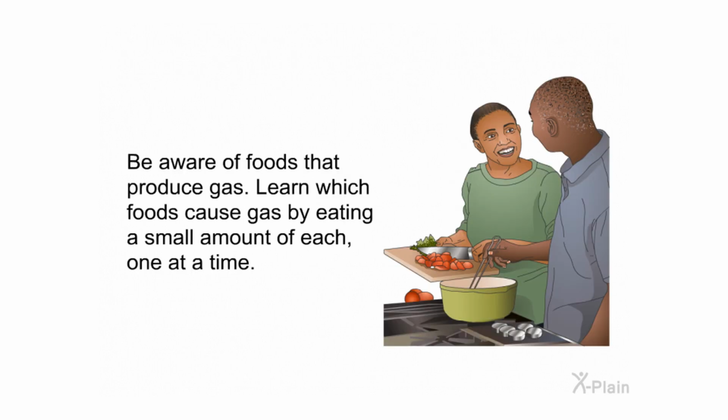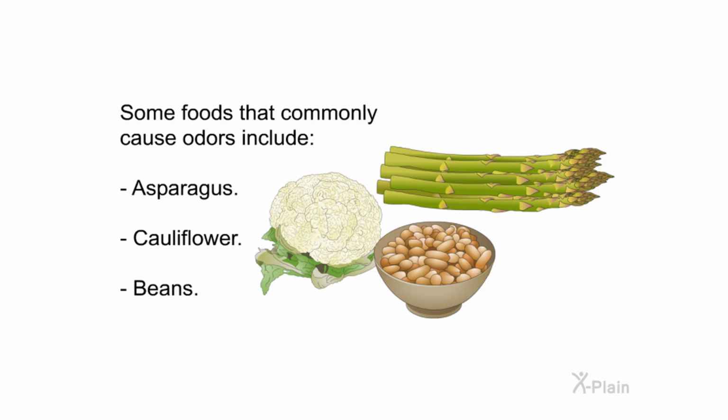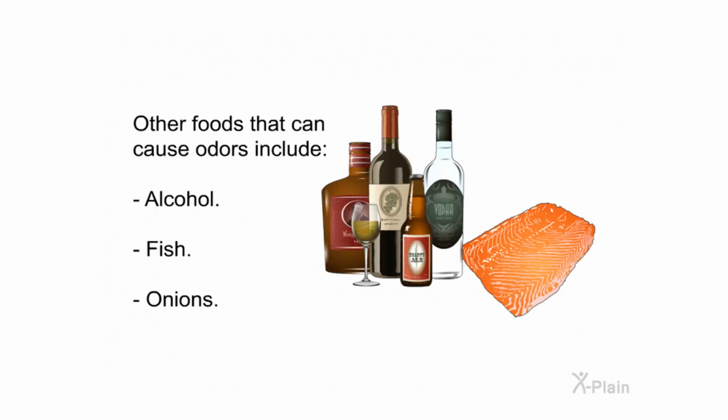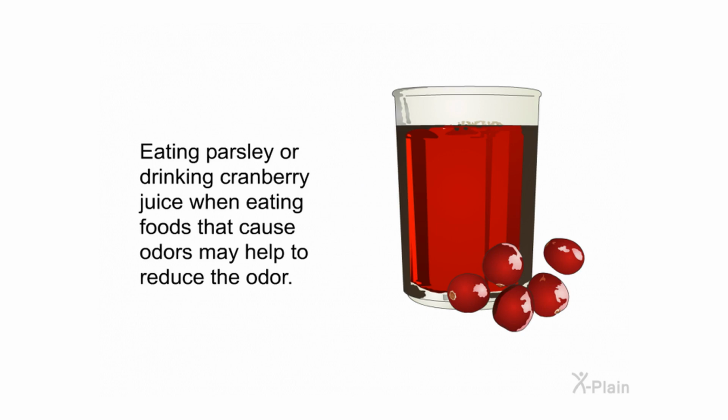Be aware of foods that produce gas. Learn which foods cause gas by eating a small amount of each, one at a time. Some foods that commonly cause odors include asparagus, cauliflower, beans. Other foods that can cause odors include alcohol, fish, onions. Eating parsley or drinking cranberry juice when eating foods that cause odors may help to reduce the odor.